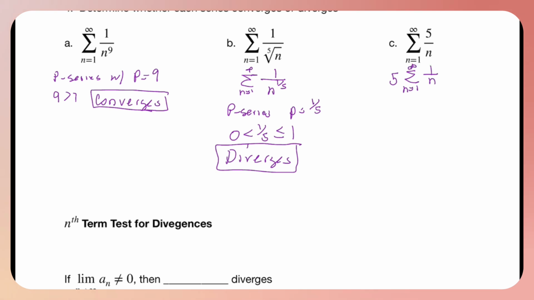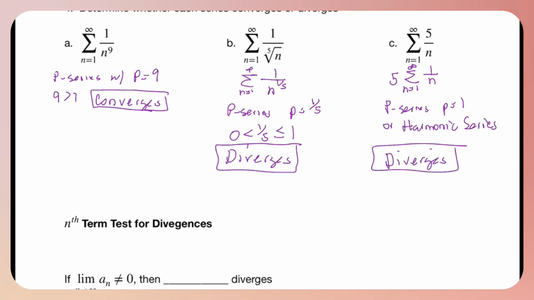The C series, the second one, might not look like a p-series to start with, but you factor out that constant 5, and you have the summation of n equals 1 to infinity of 1 over n, which is a p-series where p is equal to 1, or you can just say this is a harmonic series, therefore it must diverge.